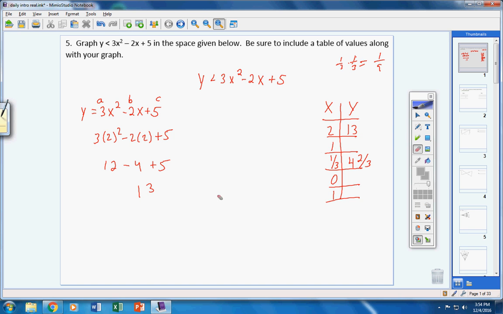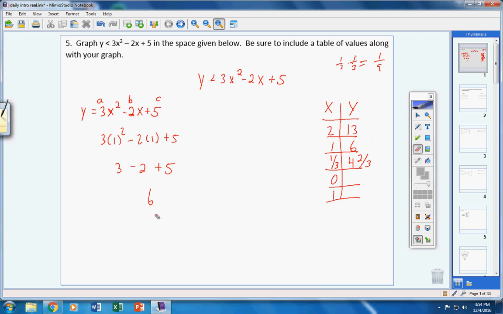Now let's substitute 1 in for x. So we have 3 times 1 squared, negative 2 times 1, positive 5. 1 times 1 is 1 times 3 is 3. Negative 2 times 1 is negative 2, positive 5. And that should give you out 6.